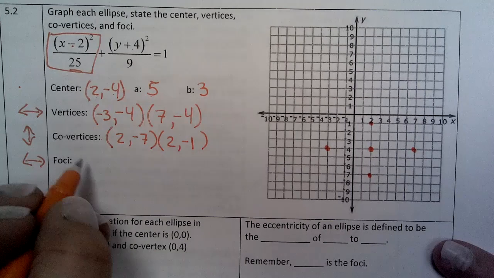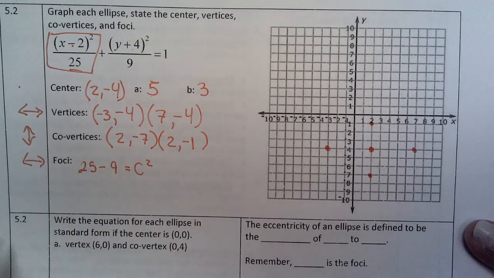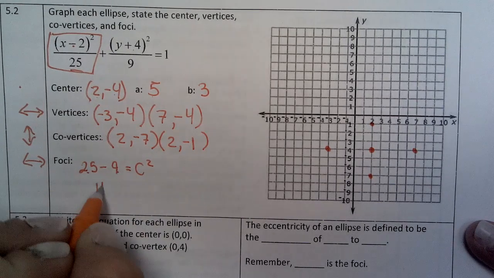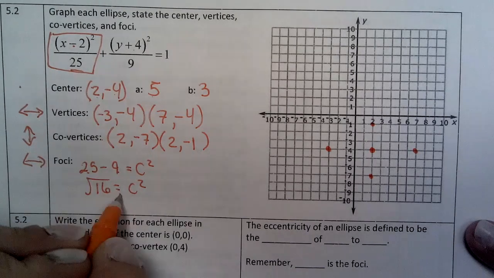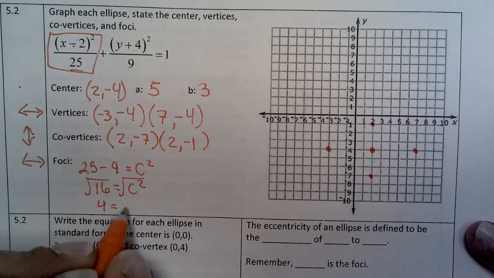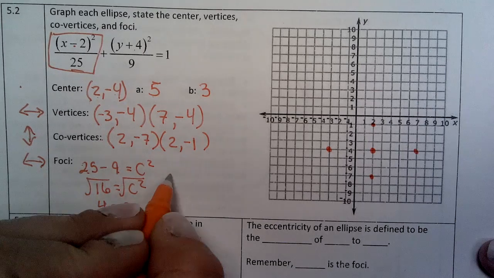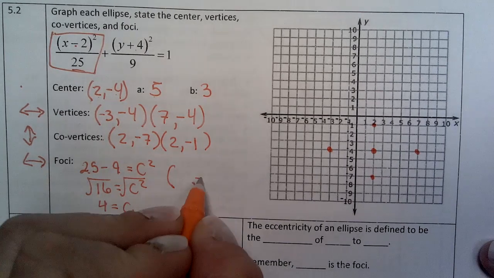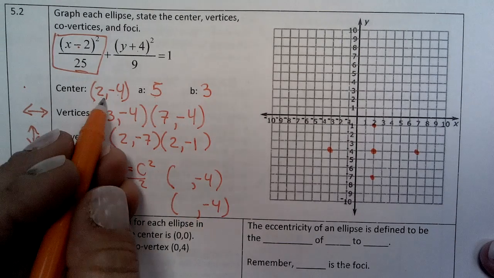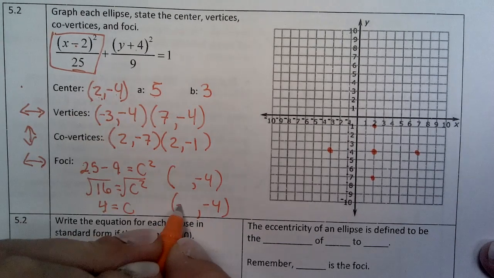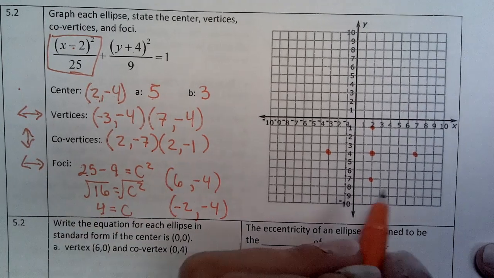And then my foci, so I'm going to take my 25 minus 9 equals c squared. 25 minus 9 is 16. 16 equals c squared. Take the square root of both sides. So I'm going to get 4 equals c. And that is going left and right. So that means that my Y value is going to stay the same. 2 take away 4 is -2, and 2 add 4 is 6.